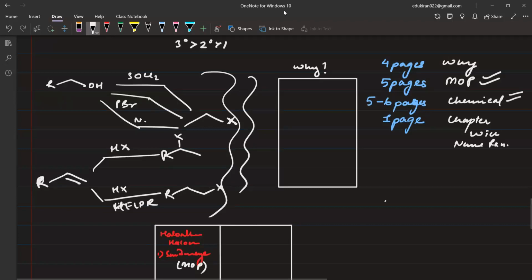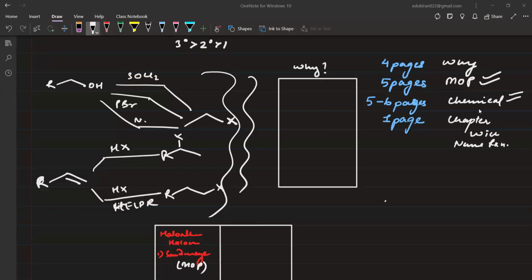Is that understood? Yes or no? Please tell me. All of you guys tell me. Rabia, Rabah, Tarif, Mariam Khatun, Hafsa, and Fia. Is it clear? Yes, sir. Okay. So then you need one page for chapter-wise name reactions.